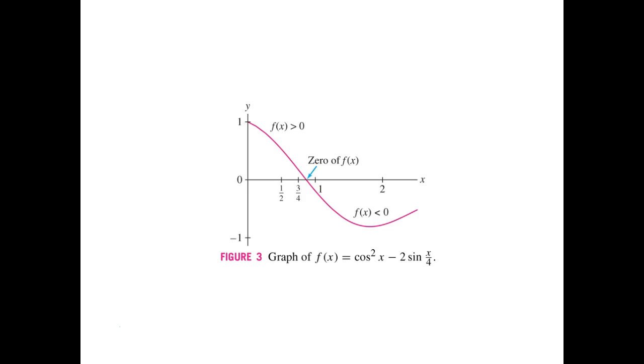F of 0. I can do that one without a calculator. Cosine of 0 is 1. 1 squared is 1. Sine of 0 over 4 is 0. Sine of 0 is 0. 2 times 0 is 0, so 1 minus 0 is 1. So, this one is positive at this endpoint. Let's go to the other endpoint.